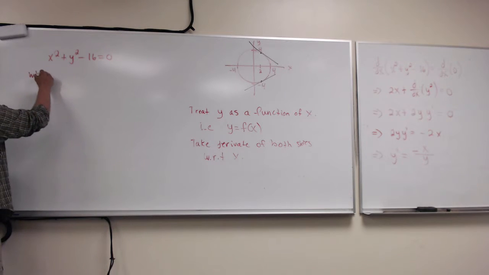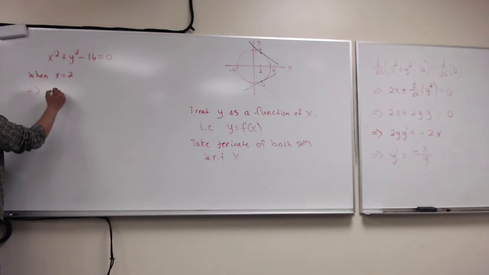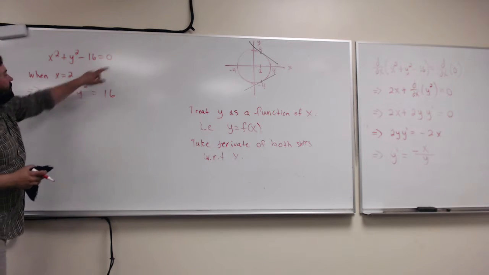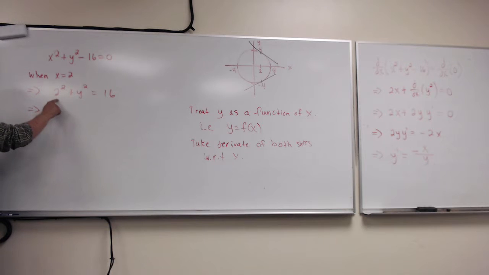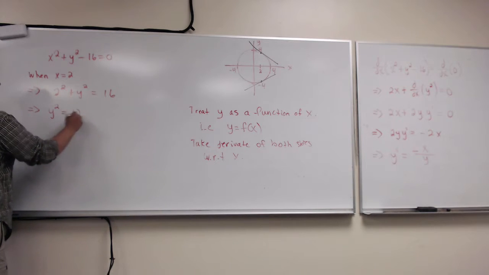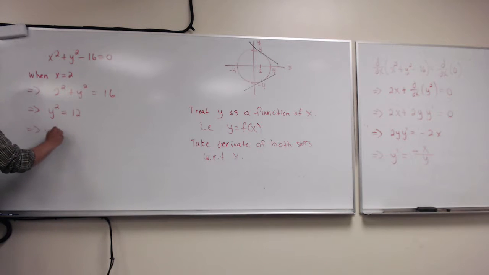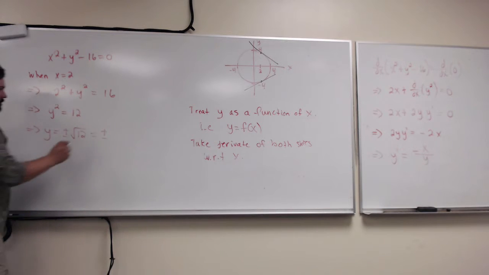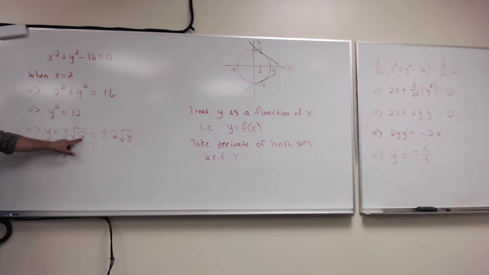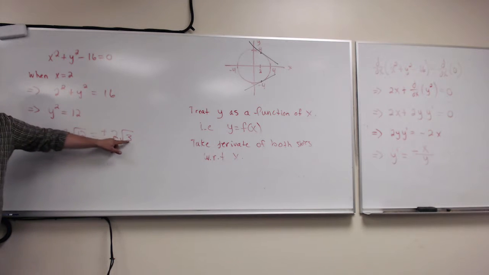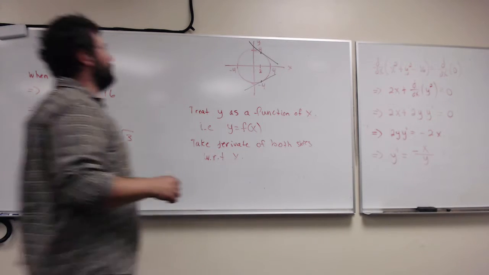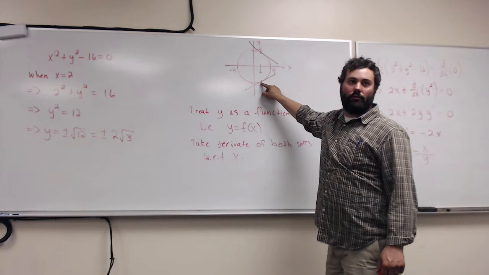Okay, so when x equals 2, you have 2 squared plus y squared equals 16. I'll move the 16 to the right. 2 squared is 4. You can subtract 4 to get y squared equals 12. So y is going to equal plus or minus the square root of 12, which is plus or minus 2 root 3. 12 is 4 times 3, and the square root of 4 is 2, and the 3 stays under the radical. So those would be the two y coordinates of these points. That would be 2 root 3, and that'd be minus 2 root 3.